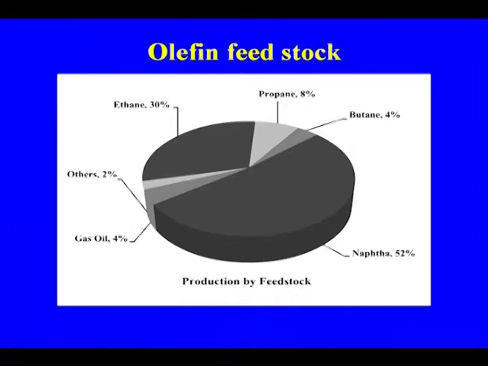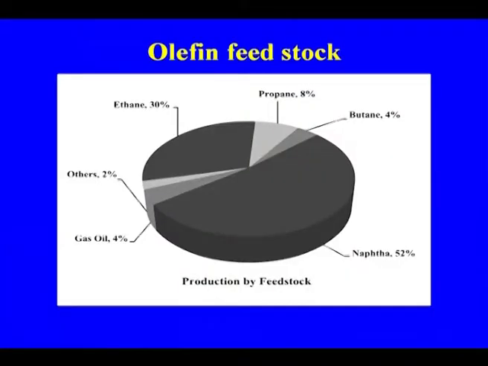This is the olefin feedstock I told you about. If you see this figure, the naphtha share of the feedstock is around 52 to 55%, that is the major share, and the rest, ethane and propane, is around 30 to 40%, because of the availability of natural gas. Now shale gas is coming in a big way in the US and Canada. Earlier it was not possible to get shale gas; only after the development of horizontal drilling has it become possible. So with the coming of shale gas, ethane and propane are going to be a very valuable feedstock for the cracker plant.